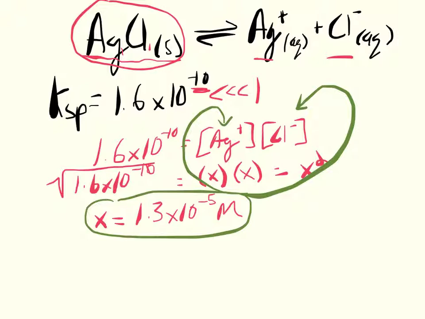You could also be given problems where it's not a 1-to-1 relationship and there's like an exponent up here or something, and you have to play around with that. Or you could be given the concentrations instead, and asked to calculate what the KSP is. We'll do some practice with that in class.